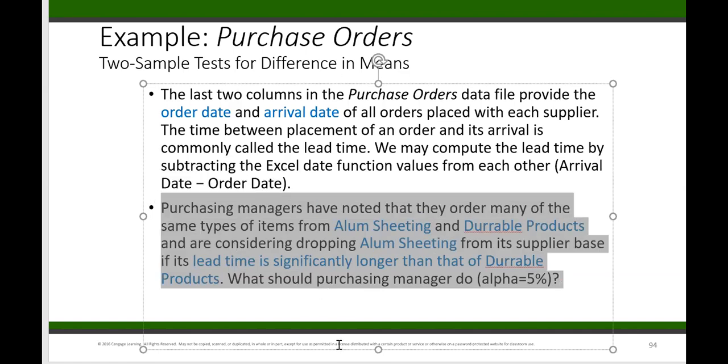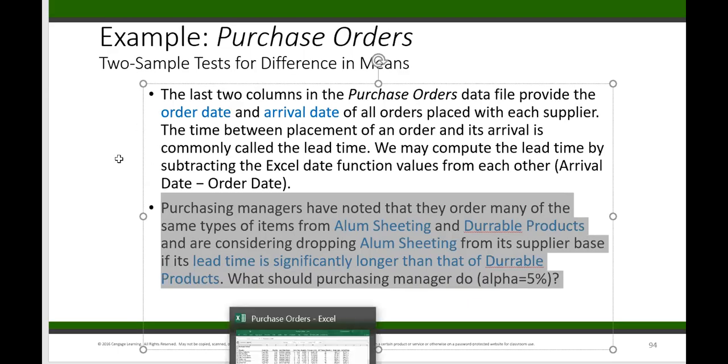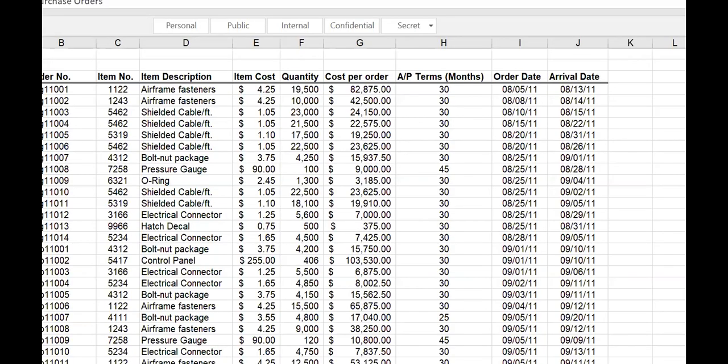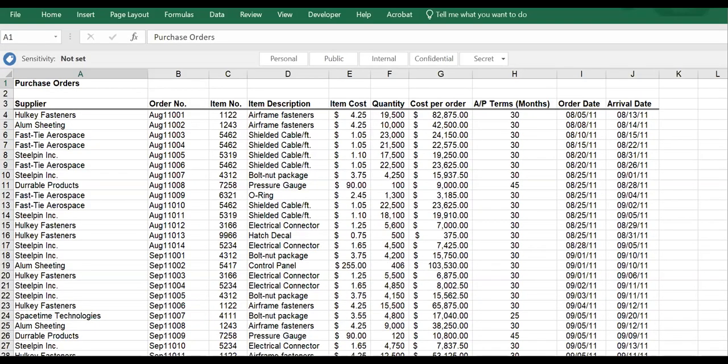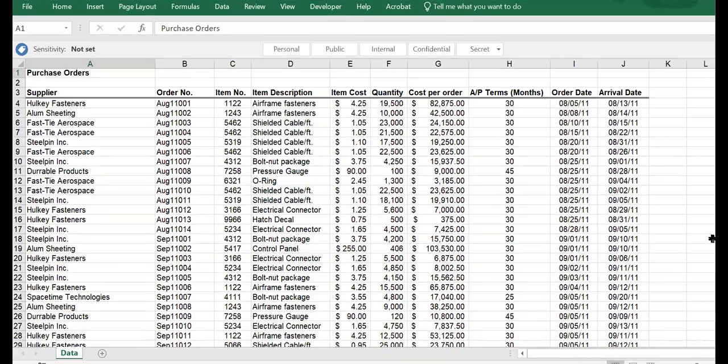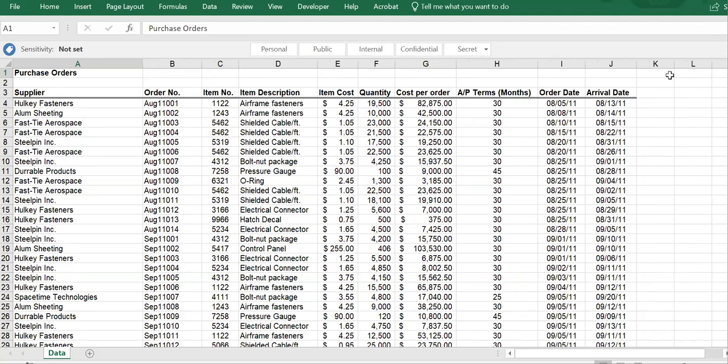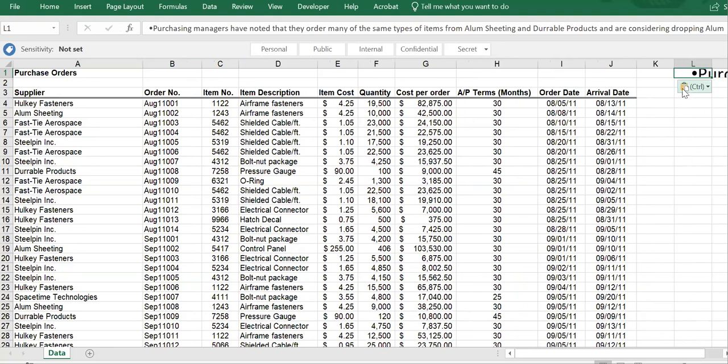So I'm copying this and I'm going to go to my Excel file, purchase orders. So here I have the data file, and I'm going to copy the question into Excel. As you can see, we want to compare two suppliers, aluminum sheeting and durable product. We have the list of suppliers.